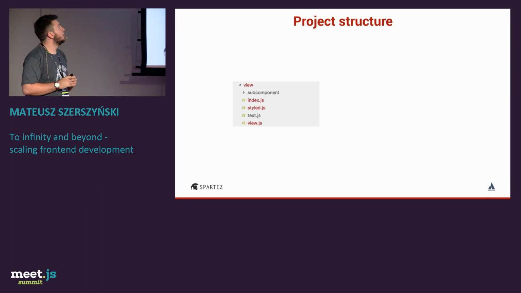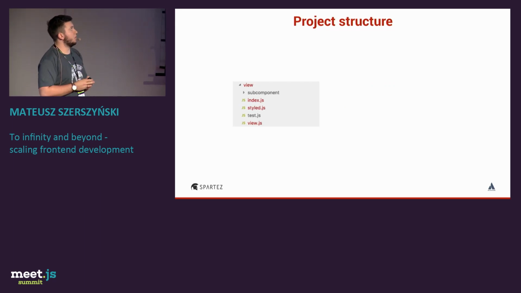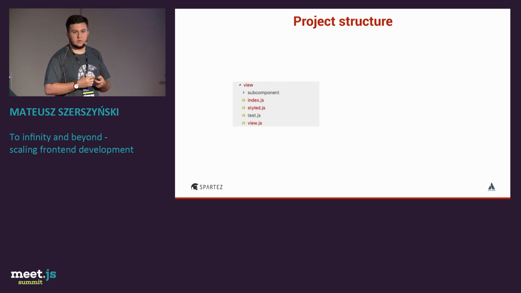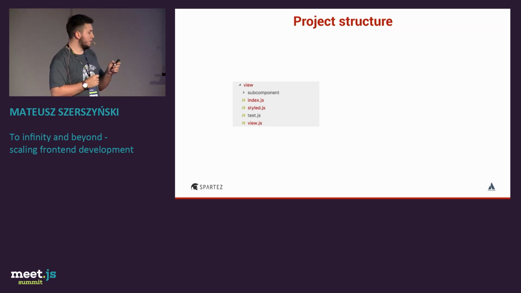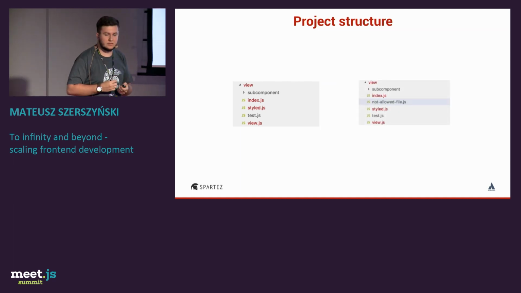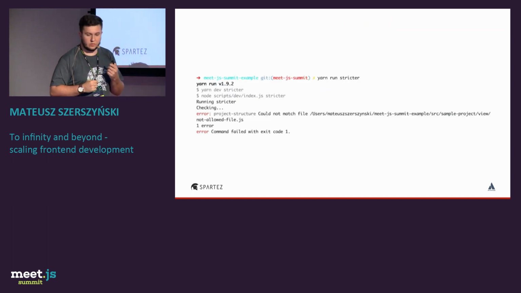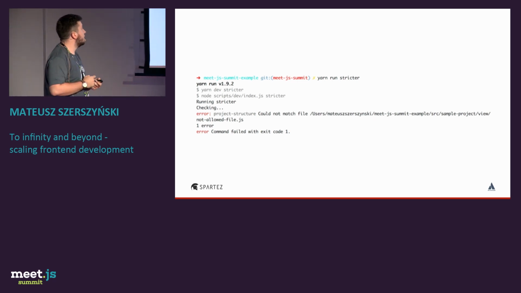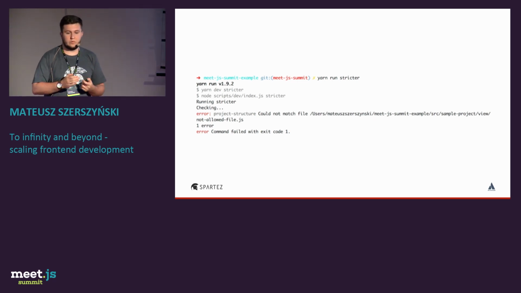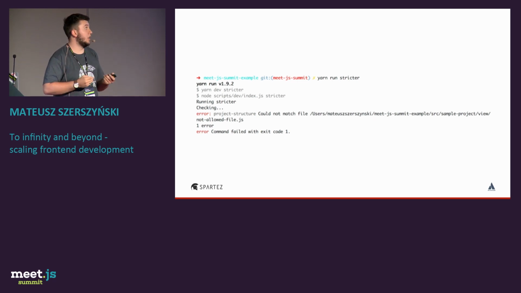How does it work in practice? This is the example structure of an application. We have index.js, which is an entry to our application. Then we have view and style.js, which contains information about styled components. We do not use enzyme, unfortunately. We do not use emotion, unfortunately. But what if you add something which should not be here? For instance, a file which is not allowed. Then if you push this code, there will be an error from Stricter that it could not match this particular file because it's not allowed. It shouldn't be here.